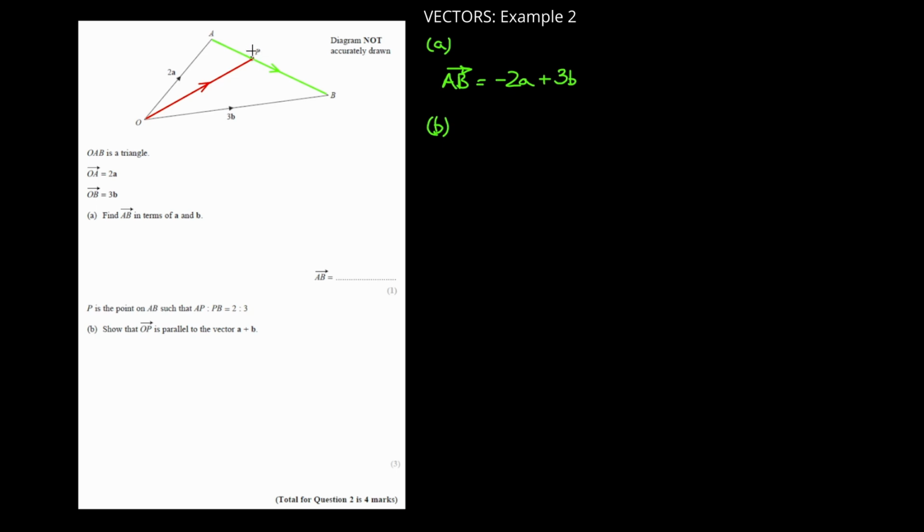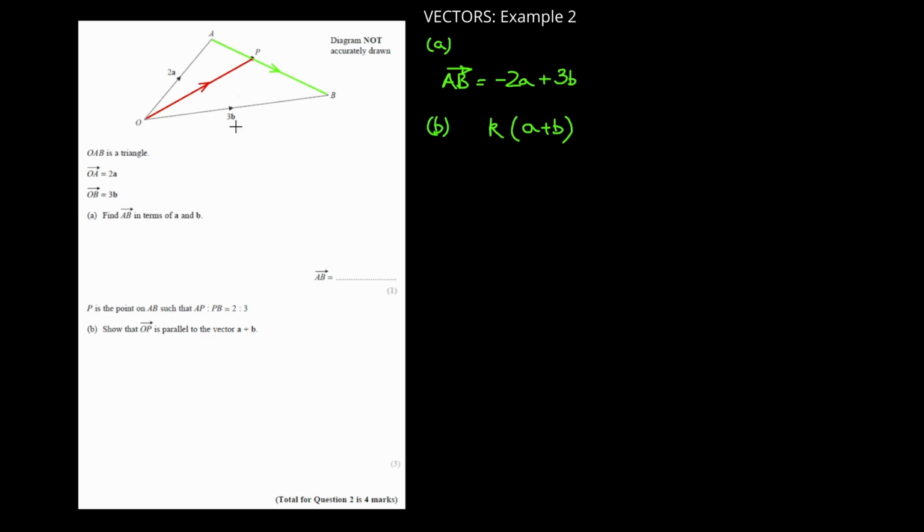We're now told the point P divides the line AB in the ratio of 2 to 3. And we're asked to prove that OP is parallel to the vector a plus b. So it will have to be a multiple of a plus b. So what we're looking for is a plus b with a constant in front of it. It's an amount of a plus b, because a plus b defines the direction, and this defines the amount of the direction you go along. So we need to take the journey from O to P.